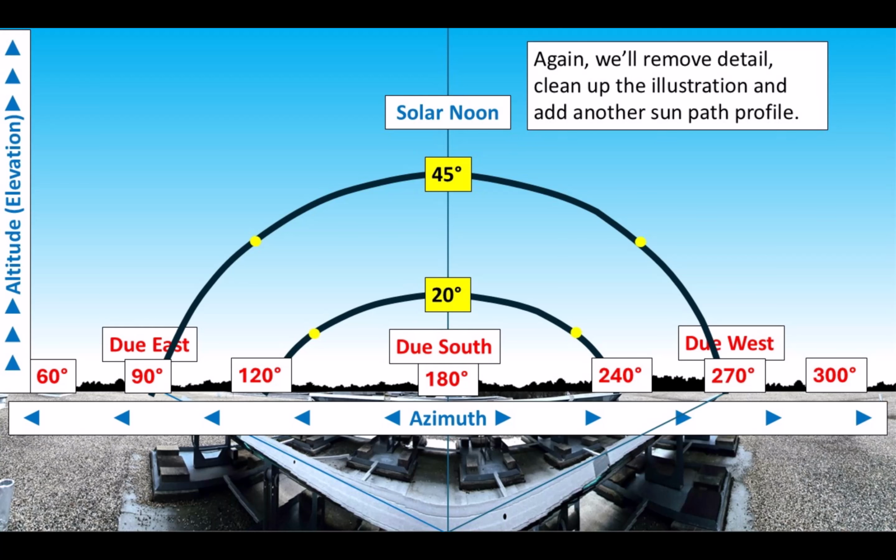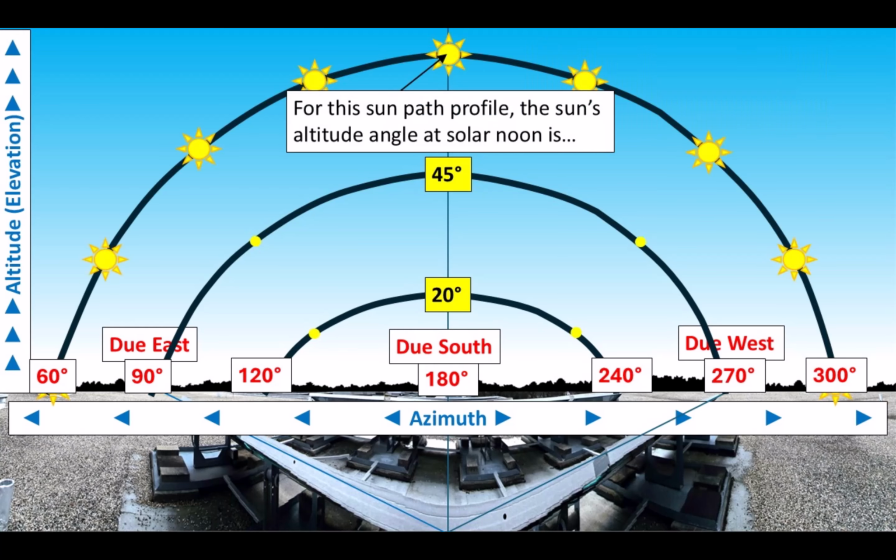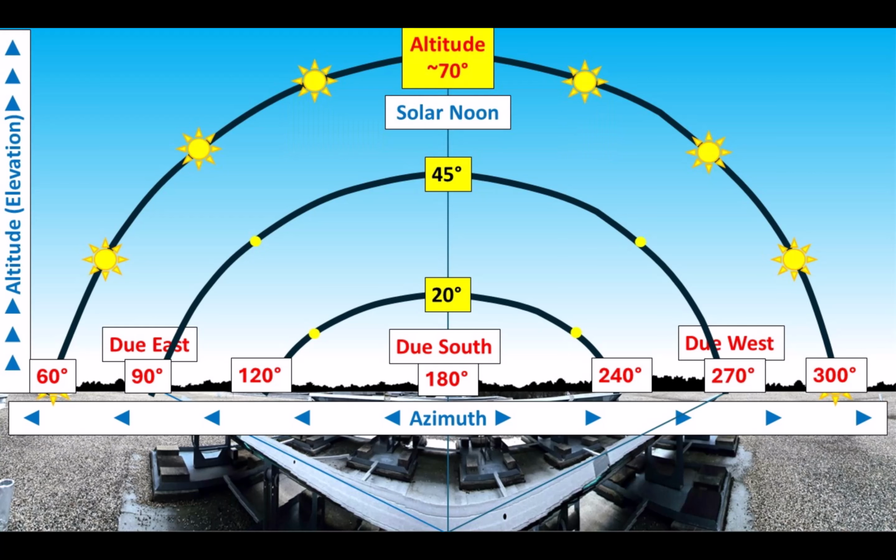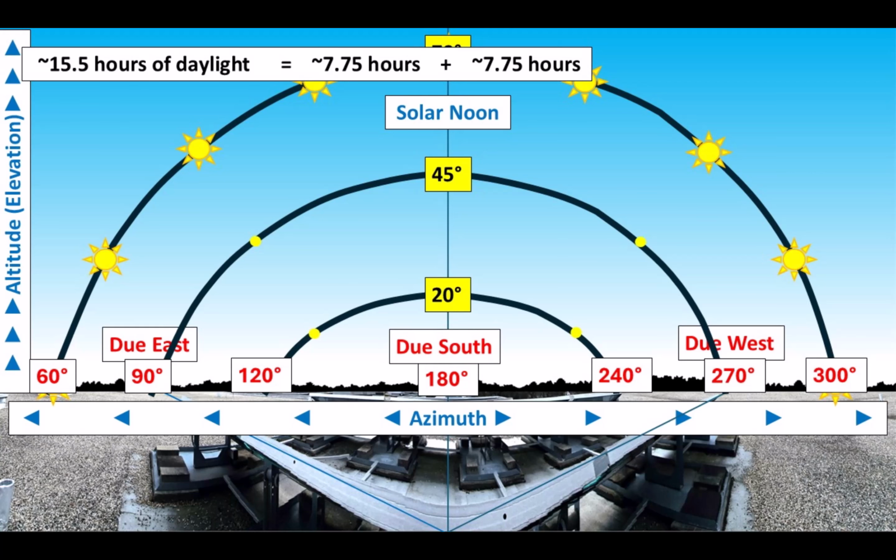Again, we'll remove detail, clean up the illustration, and add another sun path profile. For this sun path profile, the sun's altitude angle at solar noon is about 70 degrees. And on this day, there are approximately 15.5 hours of daylight, about 7.75 hours before solar noon and about 7.75 hours after solar noon.